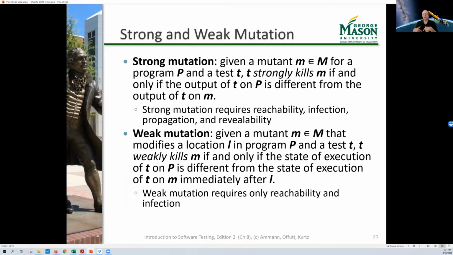But we could also think about mutation from a perspective of what we'll call weak mutation. In weak mutation, it's sufficient if I can change the internal state of the mutant. If the internal state of the mutant is different from the internal state of the original program at any point, then I have weakly killed that mutant. So weak mutation only requires that I reach the fault and that the fault infects the internal state with some error. And it doesn't require it to propagate or be revealed.